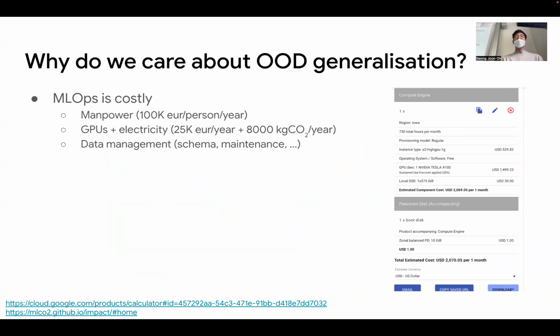But that tends to be quite costly because of manpower, which is at least 100,000 euros per person per year. And GPUs plus electricity are also very expensive, like 25,000 euros per year for decent GPUs, and that uses 8 tons of CO2 per year. And now data management, managing all the schema and maintaining the working database, is also very expensive.